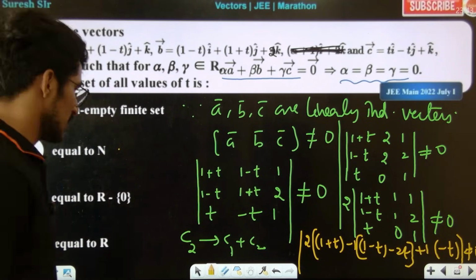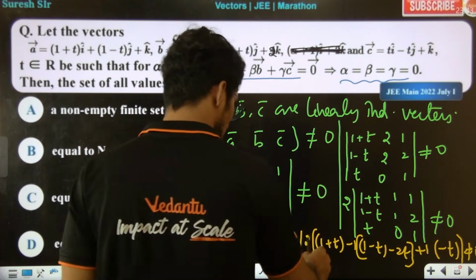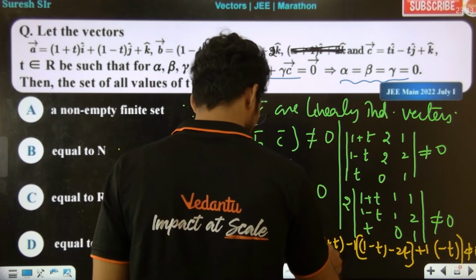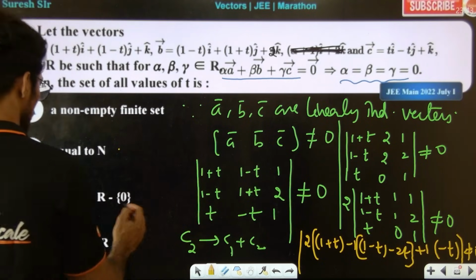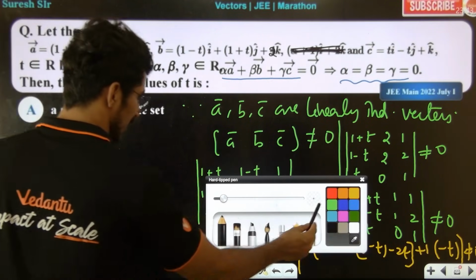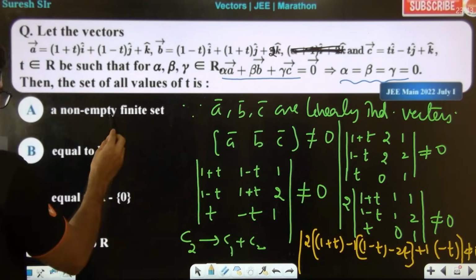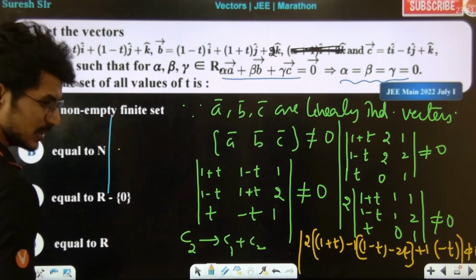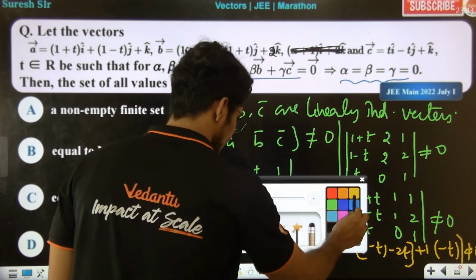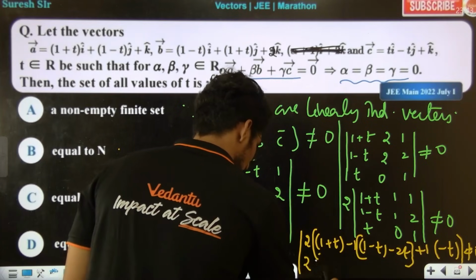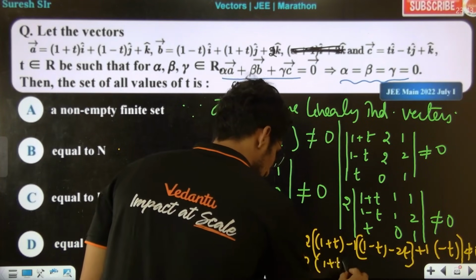If I simplify this, 2 is for the whole bracket here. Check. 2 is outside. So let me write with blue color here. Let me simplify that. Otherwise I can simplify here itself. 2 into 1 plus t.